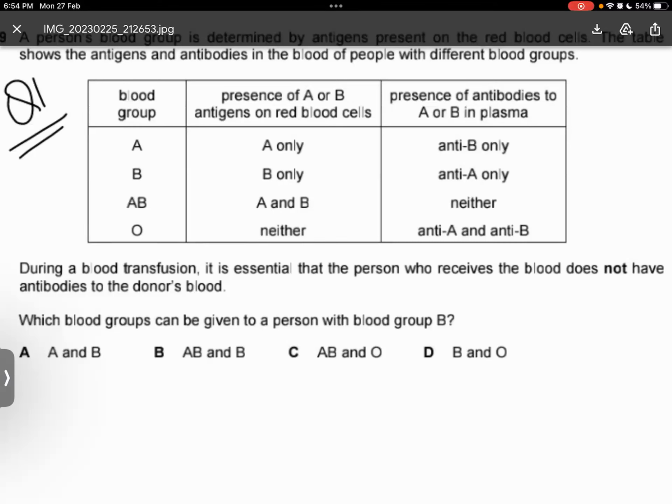Yes, Miss, Alia? Can it be O? O, yes, it can be O. Very good. Why can it be O? Because O doesn't have any antigen. O के पास तो कोई एंटीजन ही नहीं है, ठीक है.